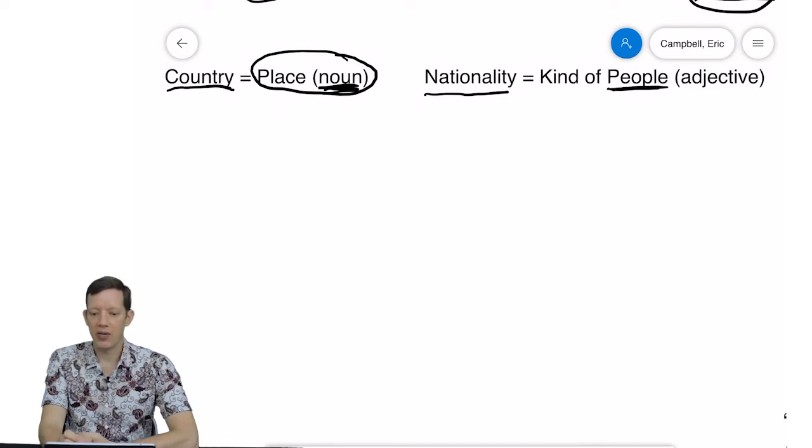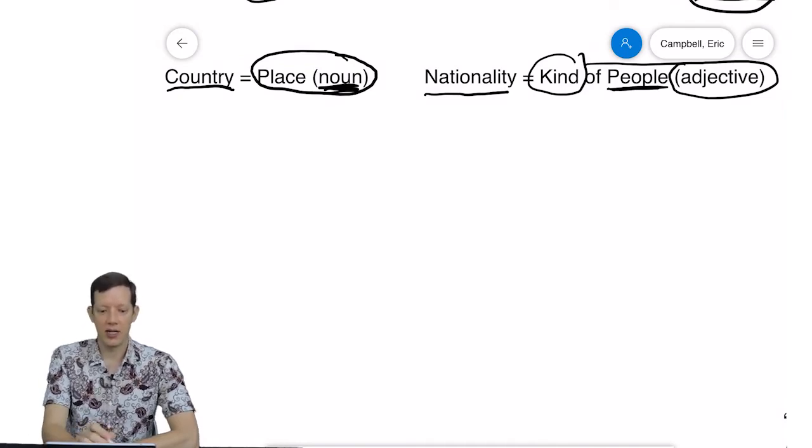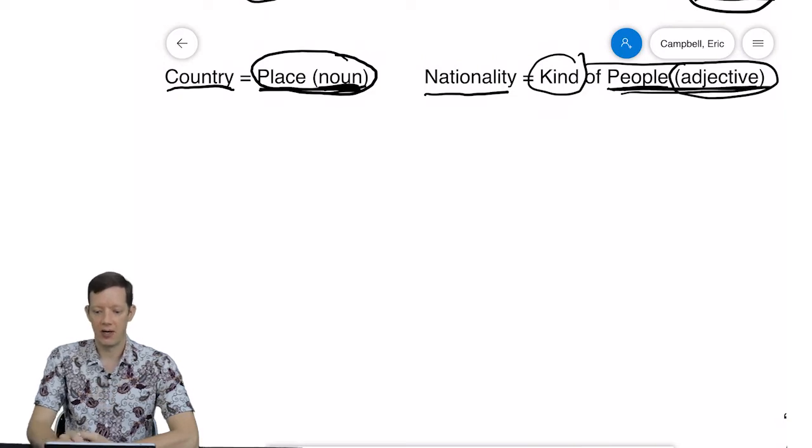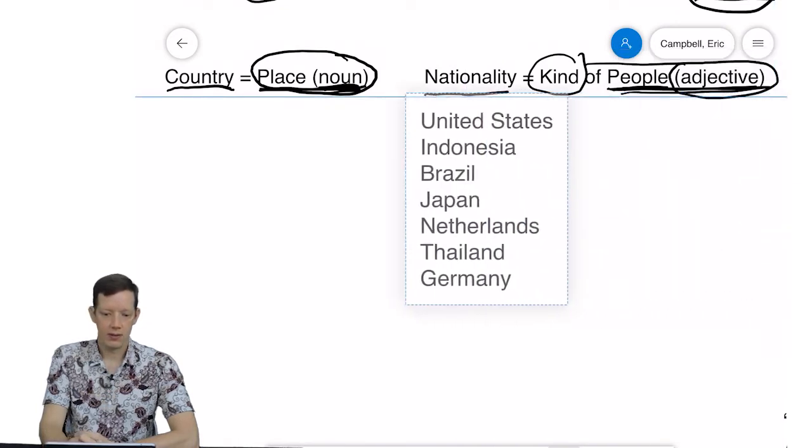And because we're dealing with kind, that's why these are adjectives. Okay, so it's really important to understand the difference between countries and nationalities. Countries are going to be nouns, they're going to be places, and nationalities are going to be people, the people that come from that place, or adjectives. So let's look at some examples of this.